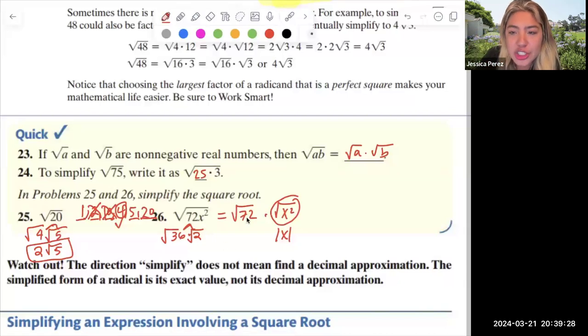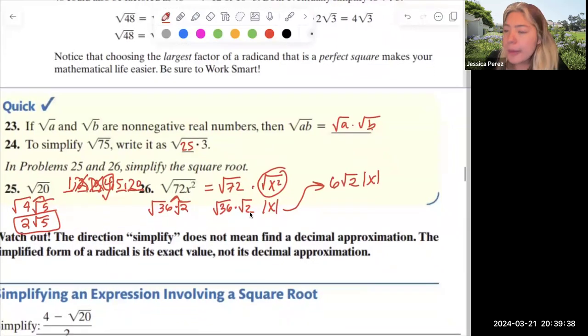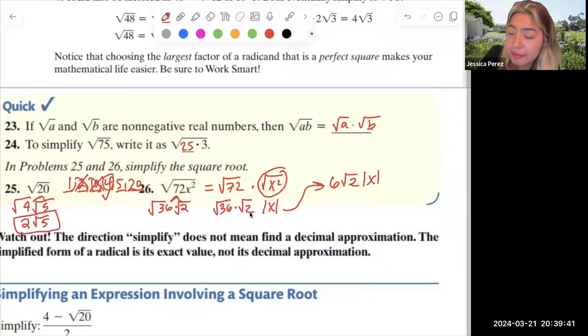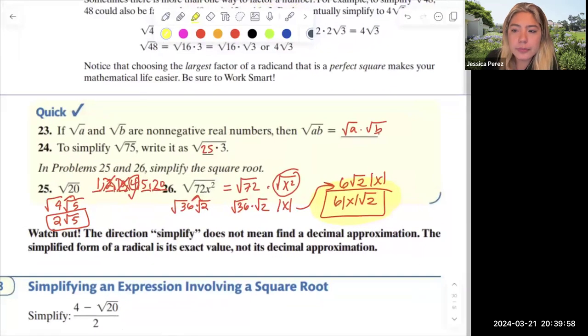So 72 is the square root of 36 times the square root of 2. So that's 6 root 2 times the absolute value of x. But as Nick mentioned, what if I have to write it this way? Let's keep it that way, as in the book, so we stay consistent with the book. So there's my final answer right there. Any questions on this one?